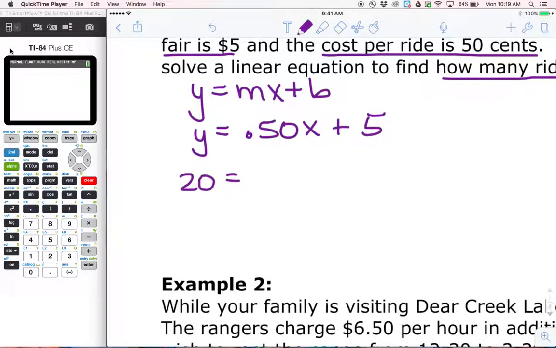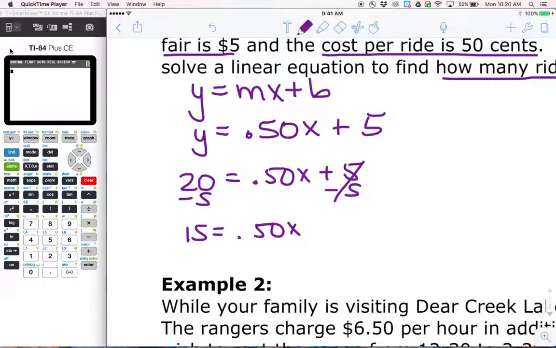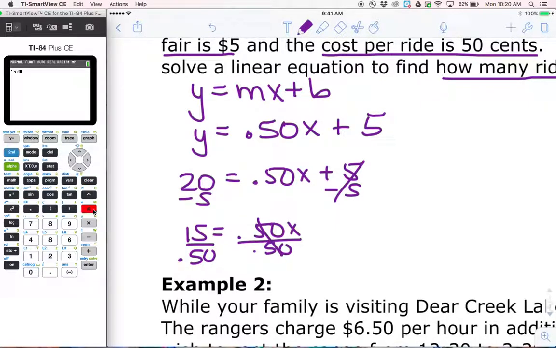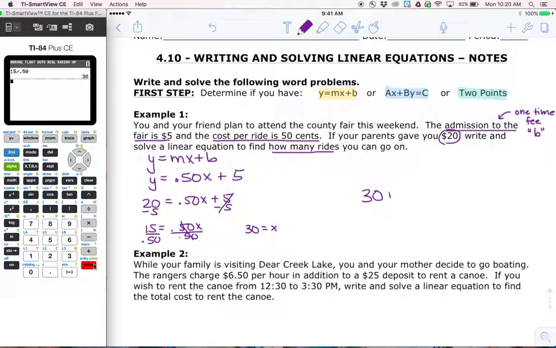So we've got this equation here, right? 0.50x plus 5. Now all I got to do is solve for x, because remember that was the price per ride, the number of rides. So first thing we're going to do is get rid of this 5. So we have 15 is equal to 0.50x. Last, we're going to divide by 0.50. And what do we get? Let's see here. 15 divided by 0.50 gives us 30, right? So we're getting 30 is equal to x, which tells me I can afford to ride 30 rides.